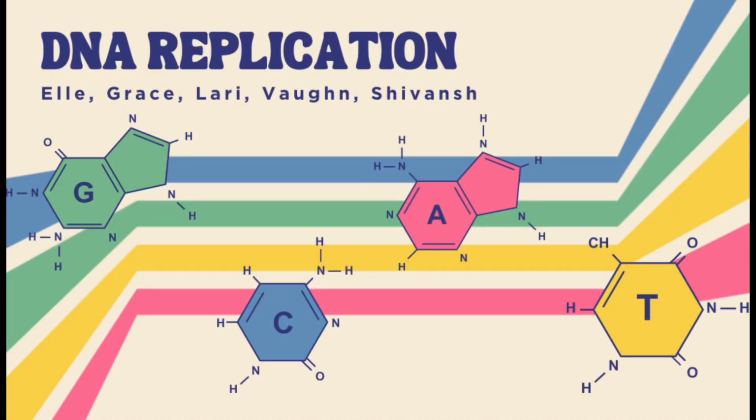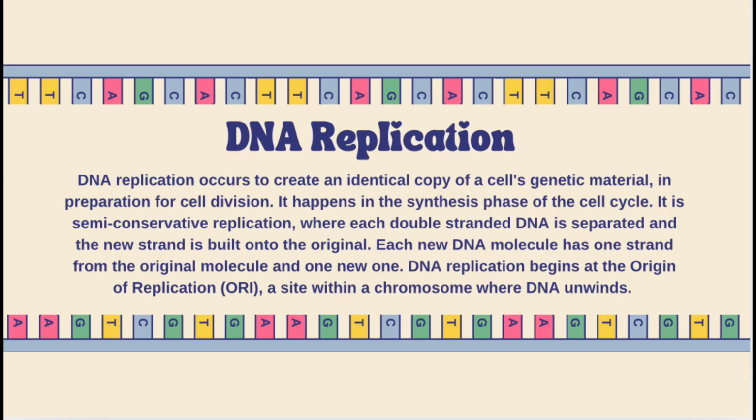DNA replication occurs to create an identical copy of a cell's genetic material in preparation for cell division. It happens in the synthesis phase of the cell cycle. It is a semi-conservative replication where each double-stranded DNA is separated and the new strand is built onto the original. Each new DNA molecule has one strand from the original molecule and one new one.